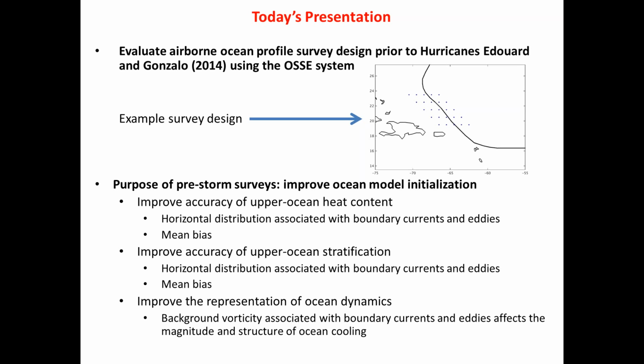Overall, we also need to improve the representation of ocean dynamics, because the background vorticity associated with boundary currents and eddies affects the magnitude and structure of forced ocean cooling. And a lot of work has been done by Benjamin Jaimes and Nick Shay in this regard. So we need to improve in all of these aspects to try to give the ocean model the best chance to provide good SST forecasts in a coupled system.